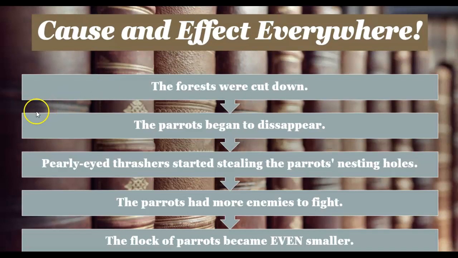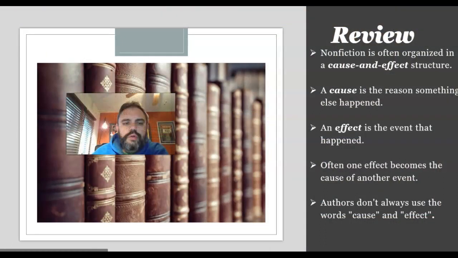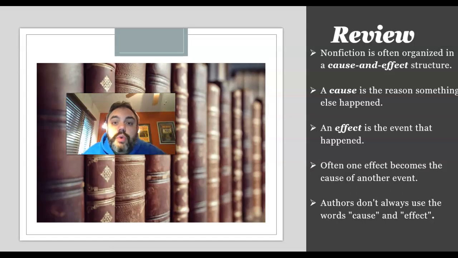All right, let's move on to a review. Very quick lesson for you today. As a review, nonfiction is often organized in a cause and effect structure. A cause is the reason something else happened. An effect is that event that happened. But as we saw in our Parrots Over Puerto Rico example, one effect becomes the cause of another event, and then that event becomes the cause of another one, and so on and so forth.